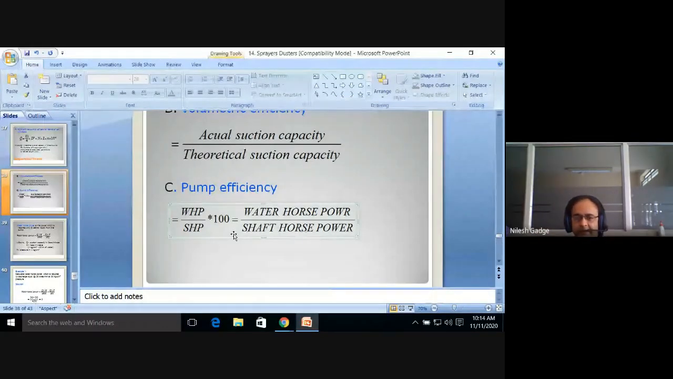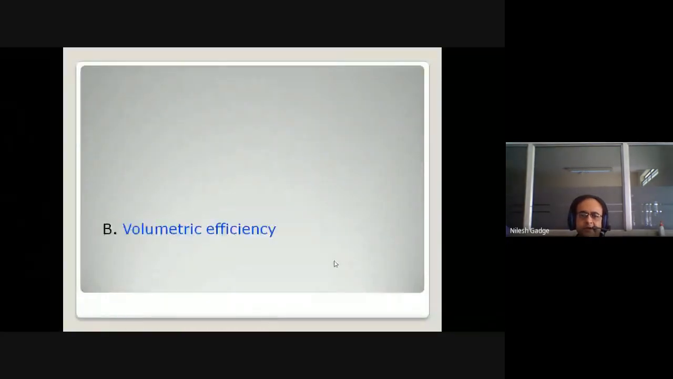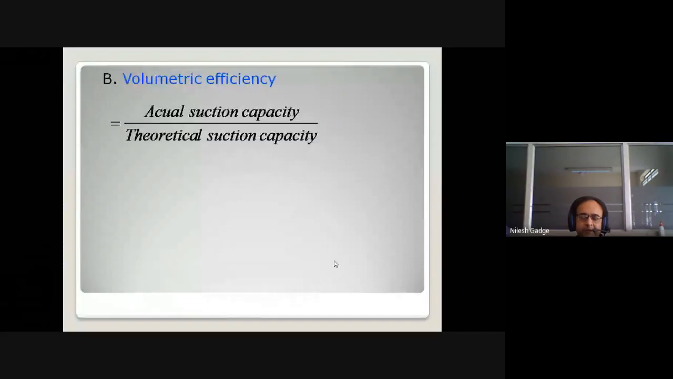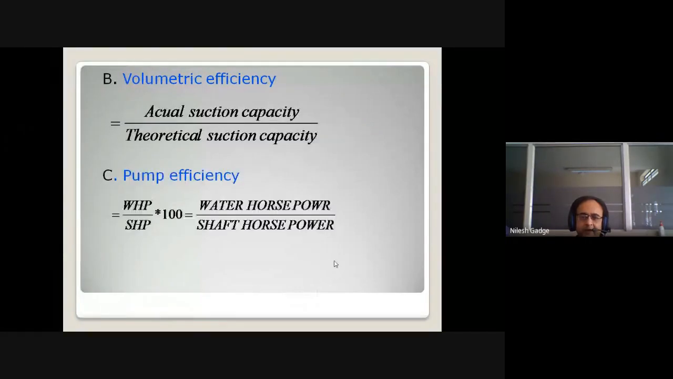I hope you have finished writing these three terms, volumetric efficiency, then the pump efficiency. Okay, water horsepower divided by shaft horsepower multiplied by 100. WHP divided by SHP multiplied by 100. Now I hope you have finished, now we'll solve the examples.